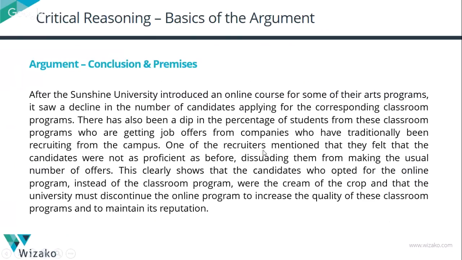After the Sunshine University introduced an online course for some of its arts programs, it saw a decline in the number of candidates applying for the corresponding classroom program. There has also been a dip in the percentage of students from these classroom programs who are getting job offers from companies who have traditionally been recruiting from the campus. One of the recruiters mentioned that they felt that the candidates were not as proficient as before, dissuading them from making the usual number of offers. This clearly shows that the candidates who opted for the online program instead of the classroom program were the cream of the crop, and that the university must discontinue the online program to increase the quality of these classroom programs and to maintain its reputation.